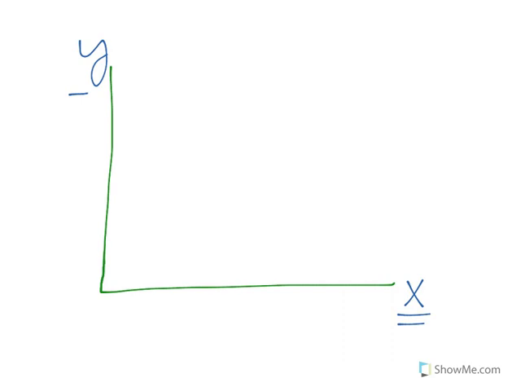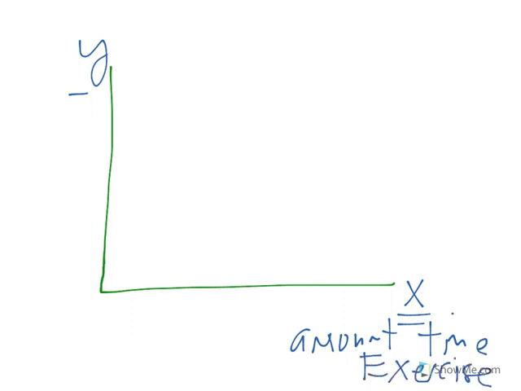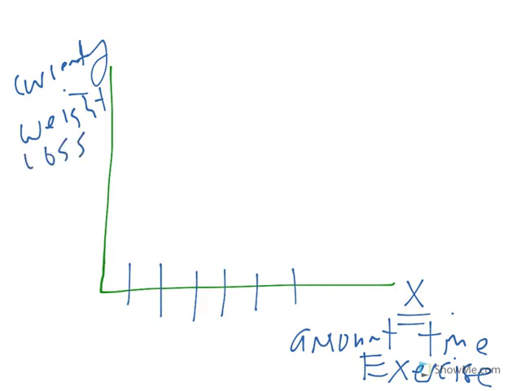So let's see, if we plotted, x would be amount of time exercising, and our y value will be our current weight. Right? So, we can do current weight loss.